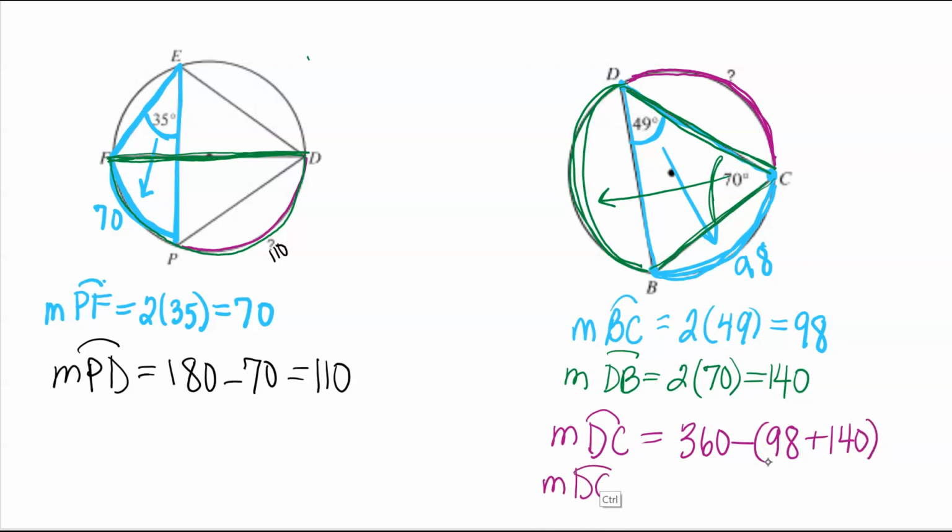So the measure of arc DC is going to be 360 minus 238 for a final answer of 122. So this question mark here is 122.